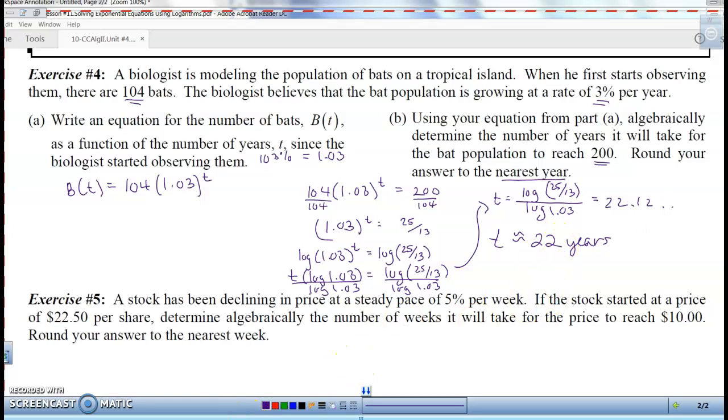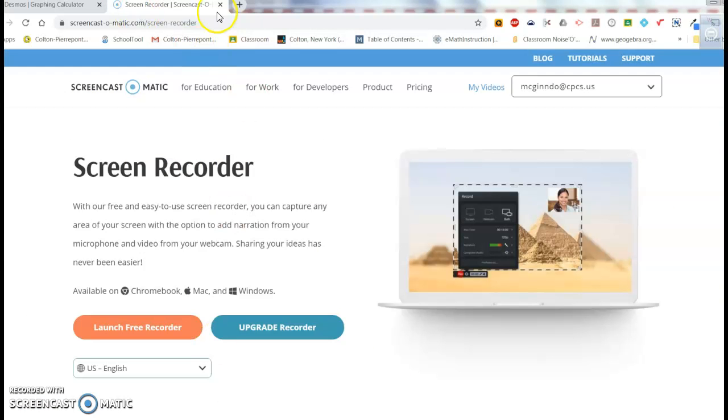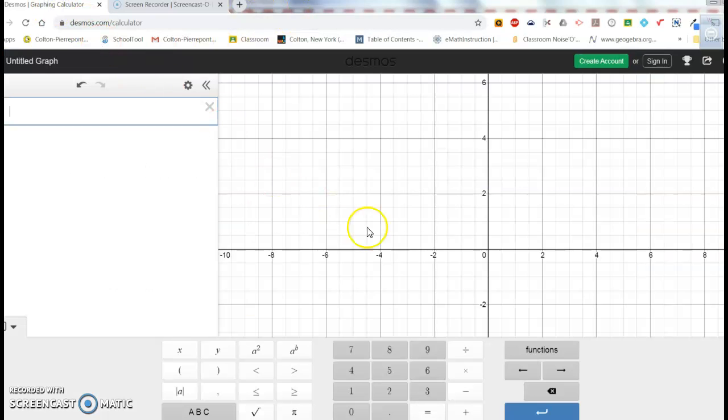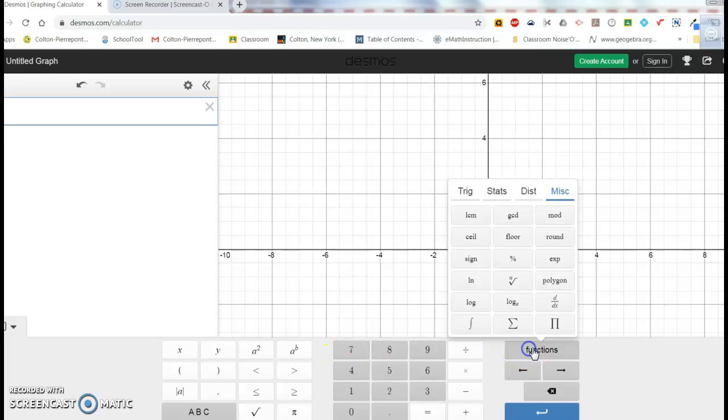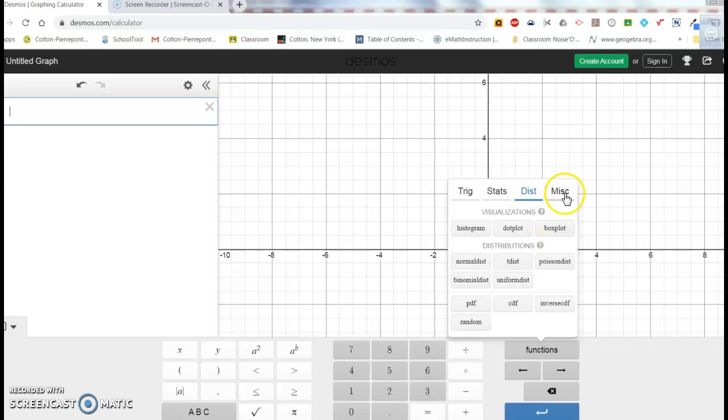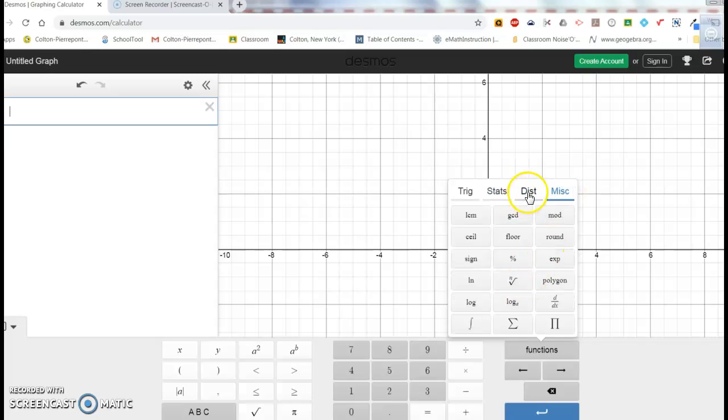All right, now if you're using Desmos to do this, let me go to Desmos here. There's Desmos. Now when you go to the calculator here and you want to enter a log, notice there's no log key on this screen, but if you go over here to functions, you can have trig, stats, distance, distributions, and miscellaneous. Under miscellaneous is the log function.